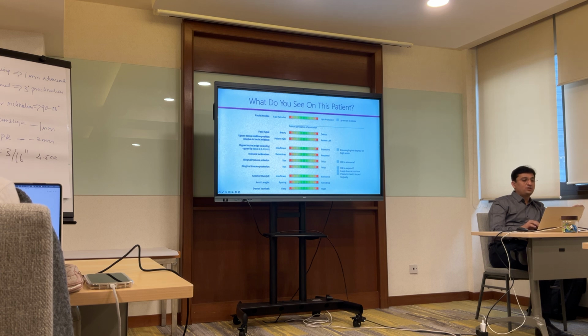So anterior overjet, insufficient. Arch length, crowding. Vertical, open. So she has a lot of red flags. If you have a case like that, work with a mentor. Don't do this by yourself because I don't want you to get stuck.